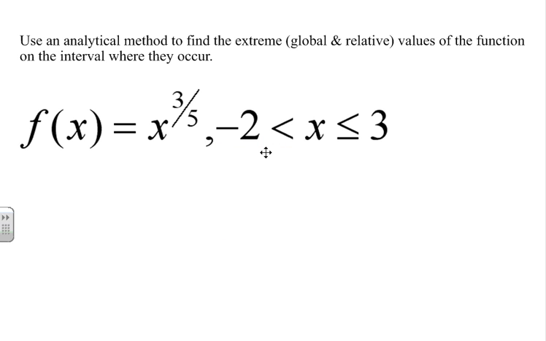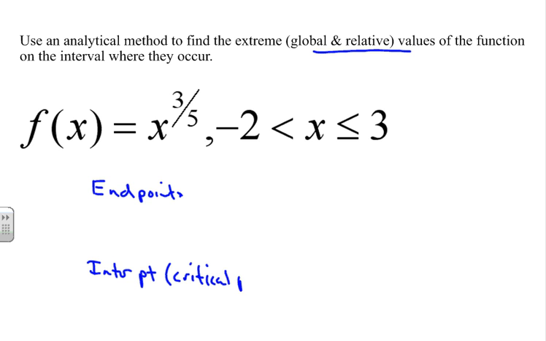Okay, welcome. We're going to go through a few problems that deal with finding the global relative maximum and minimum values by using critical points and endpoints. As we do this, the first thing to know is that global values can occur at two different areas: exterior points or endpoints, and also at interior points, which are the critical points, of a value.